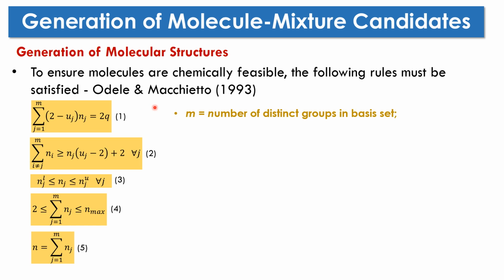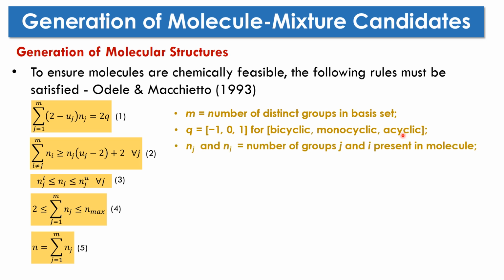Okay, so we have M here at the top. M is the number of distinct groups in the basis set. For example, in the example previously, M is equal to 3 because there are 3 distinct groups in the set. Okay, and then we have Q. So Q can be found in the first equation. Q is equal to -1 if we want to generate bicyclic type of molecules. Q is equal to 0 if we want to obtain monocyclic type of molecules, and Q is equal to 1 if the type of molecule that we want to produce is acyclic.